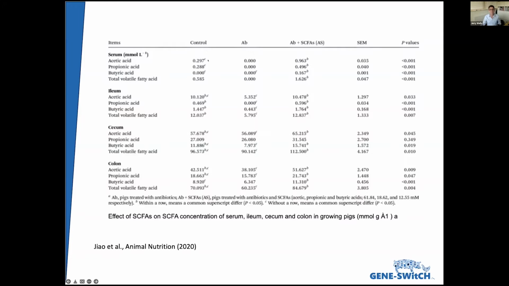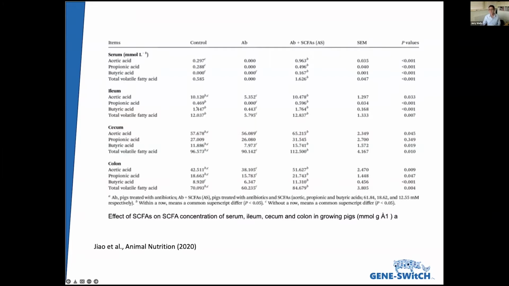But in the colon, for example, acetic acid is 45 millimolar. This would be per liter of content, but if you go by grams, it might be very similar to humans, about 60 millimolar per gram of content. Less propionic acid, and then butyric acid, usually around 10 millimole per gram in our case, and also in humans. So quite similar to humans.